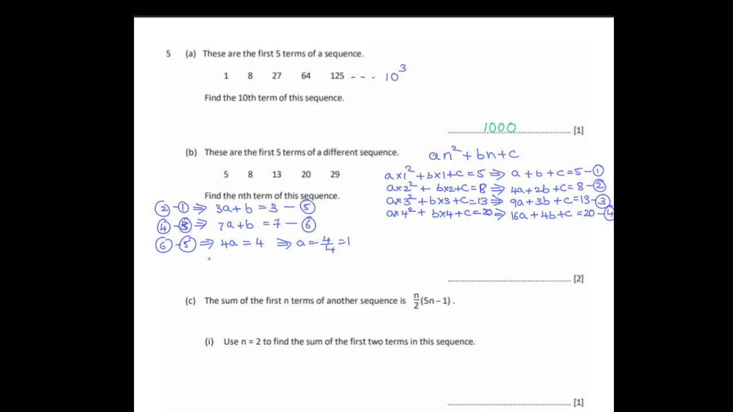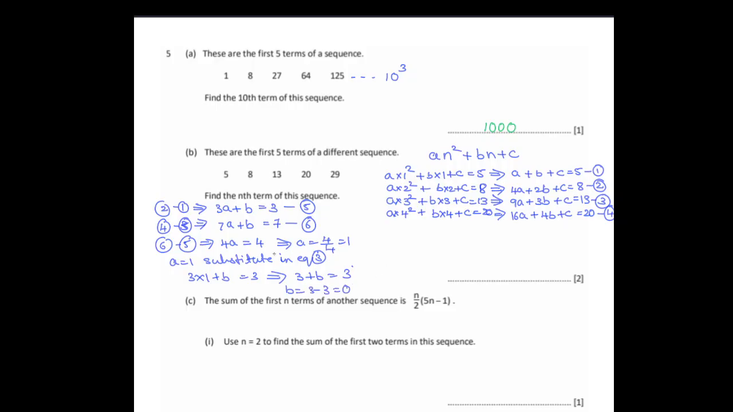We got a value. Now substitute this a value in any one of these equations. A is equal to 1, substitute in equation 3, 3 into 1 plus b is equal to 3. This gives you 3 into 1 is 3 plus b is equal to 3, and b will be 3 minus 3, that is 0. We got b value.